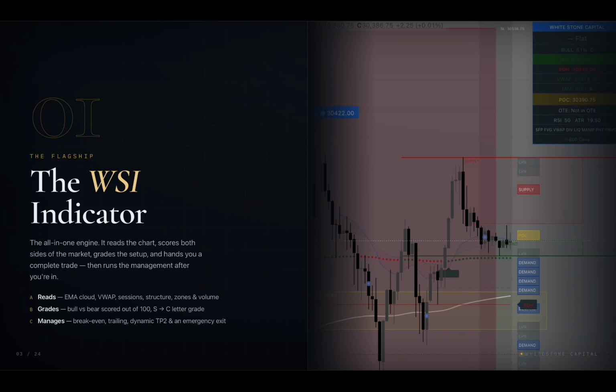Let's start with the flagship, the WSI Indicator. This is the all-in-one engine. It reads the chart, scores both sides of the market, grades the setup, hands you a complete trade, and then manages it for you while you're in it. We'll go from top to bottom. First, what it draws, and then how it thinks and how it runs the trade.